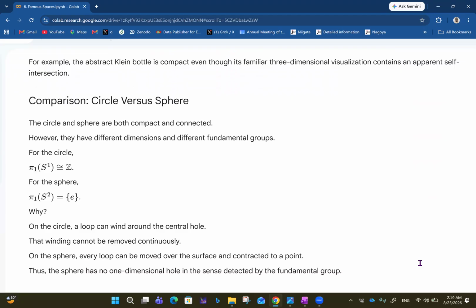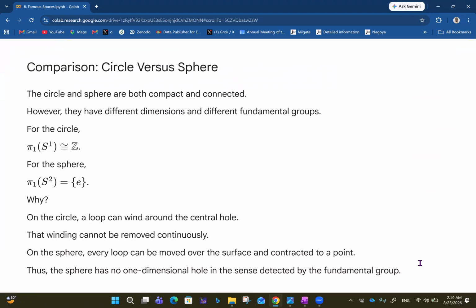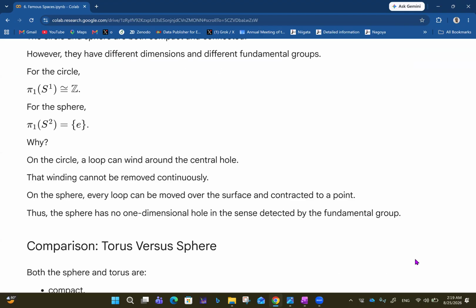So, talking about comparison now, circle versus sphere. The circle and sphere are both compact and connected. However, they have different dimensions and different fundamental groups. For the circle, pi one of S1 is isomorphic to Z, the integers. For the sphere, it is trivial. Why? On the circle, a loop can wind around the central hole, but that winding cannot be removed continuously. On the sphere, every loop can be moved over the surface and contracted to a point. Thus, the sphere has no one-dimensional hole in the sense detected by the fundamental group.